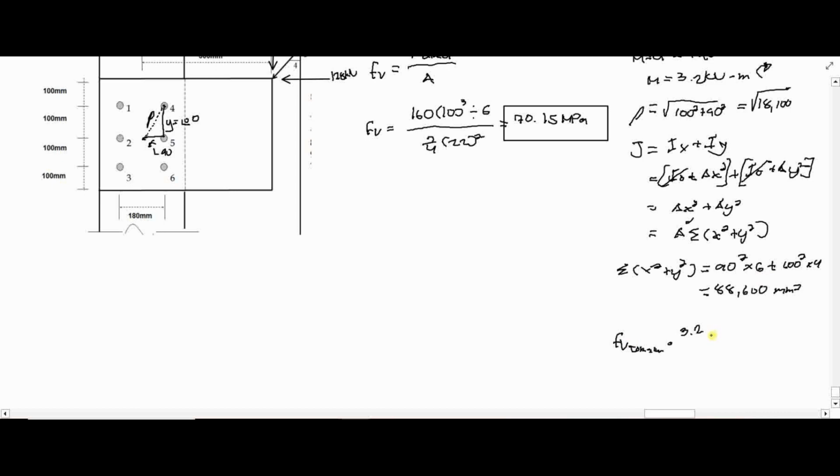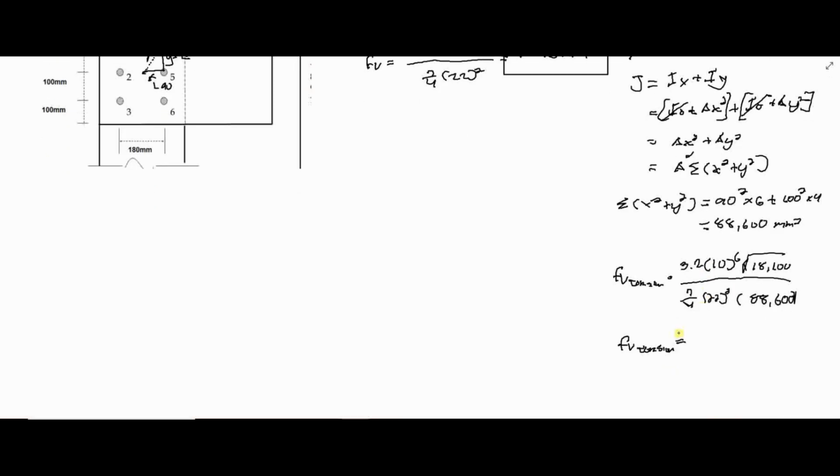So that's 3.2 times 10 to the 6 times rho, square root of 18,100. Okay, we have our area pi over 4 times 22 squared times 88,600. Okay, so this will be our summation of x squared plus y squared now. So our answer here will be 12.78 MPa. Okay, so this will be our shear stress due to torsion.